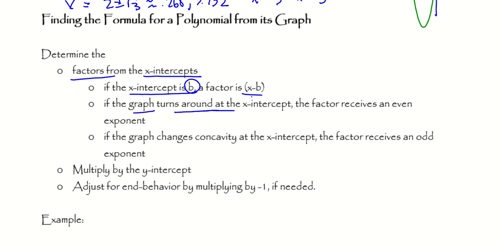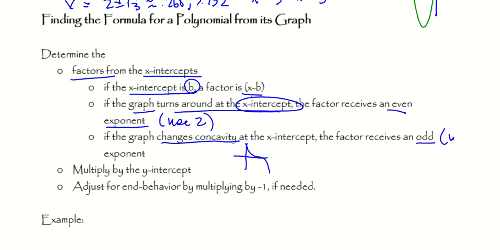If the graph turns around at the x-intercept, then you're going to put an even exponent. Use 2, unless you have a reason to know differently. If the graph changes concavity, so it comes in and passes through, then you're going to give it an odd exponent. Use 3, again, unless you know differently. We're not going to do this. We're going to take care of that a different way. And we shouldn't have to do this as well. We're going to take care of that otherwise.